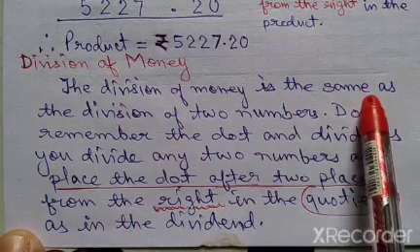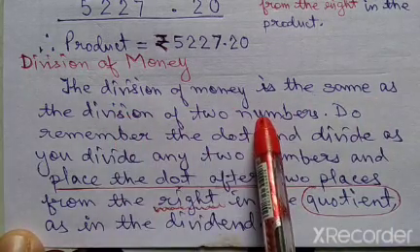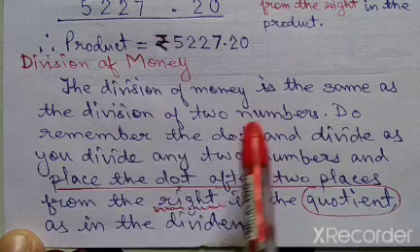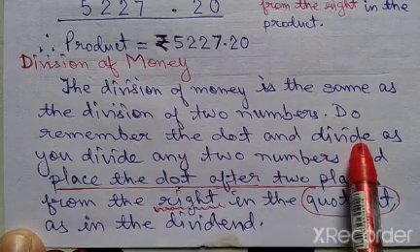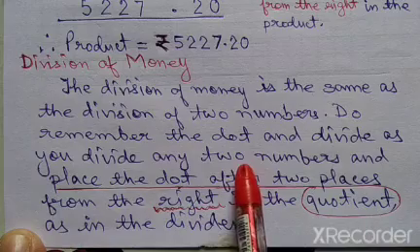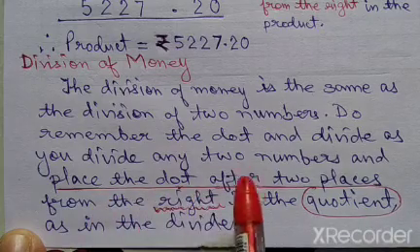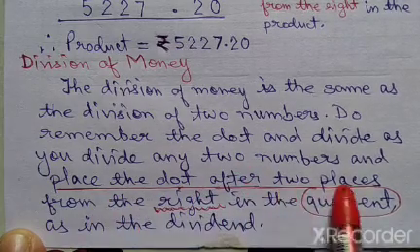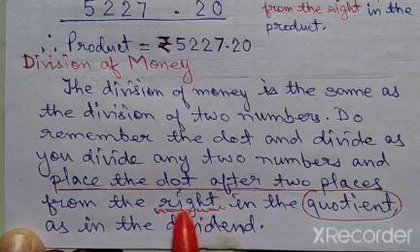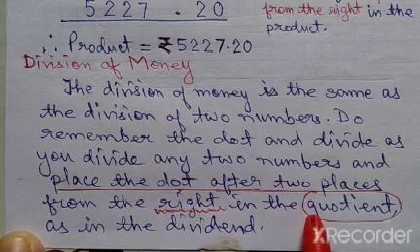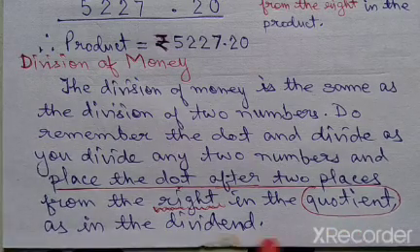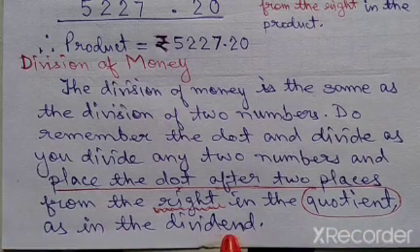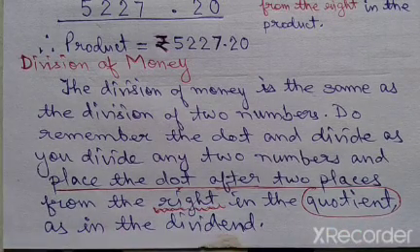Now children, we will understand how to divide money, or in other words, division of money. Division of money is the same as division of two numbers. And students, remember to remove the dot and divide as you divide any two numbers, and place the dot after 2 places from the right, in the quotient, as in the dividend.